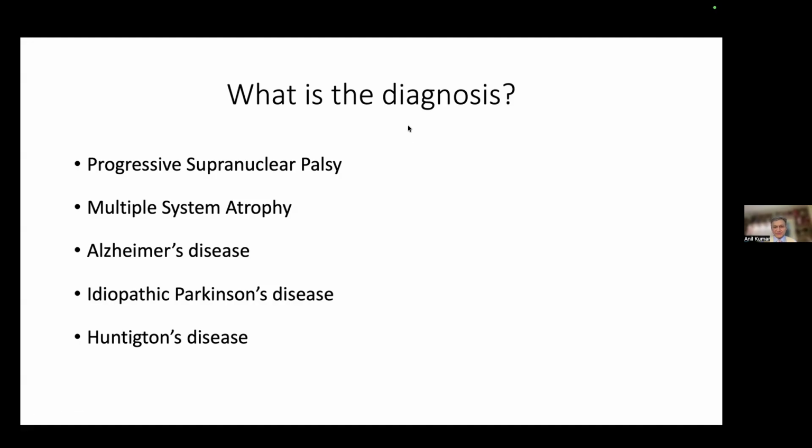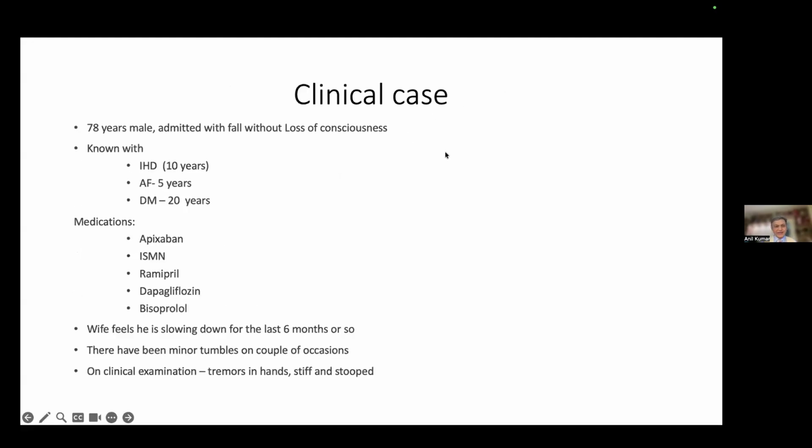Okay, so that was just to kickstart the whole thing. Now coming to the presentation. A 78-year-old male admitted with a fall without loss of consciousness.